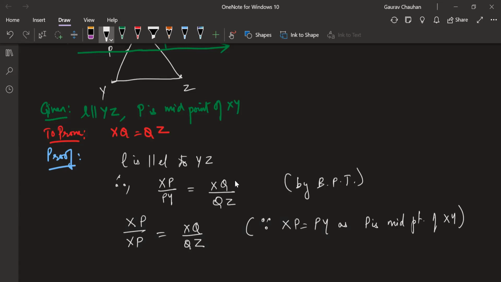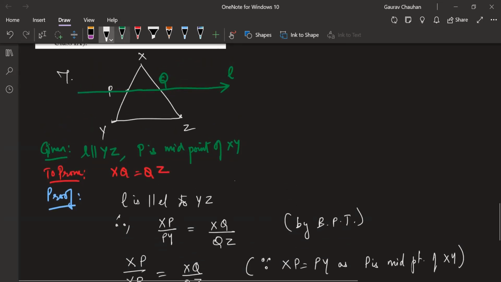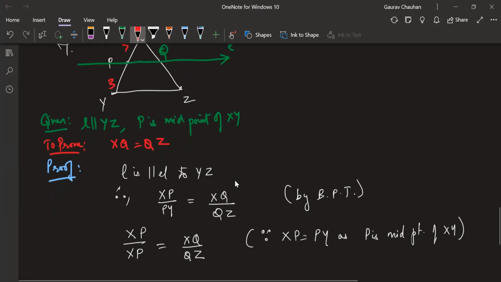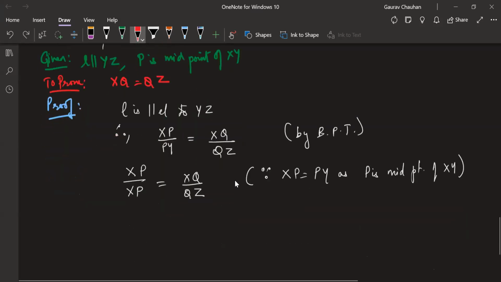Guys, everyone followed what Nishchay did here? He's saying that this and this are equal because P is the midpoint, which is given to you, which means I can write XP in place of PY. The same length is there, no? If this is 3 centimeters, this is also 3 centimeters. So that's what we're doing. In place of PY, he's writing XP only because they are equal. Give me a fist five in the chat box if everyone understood, please.